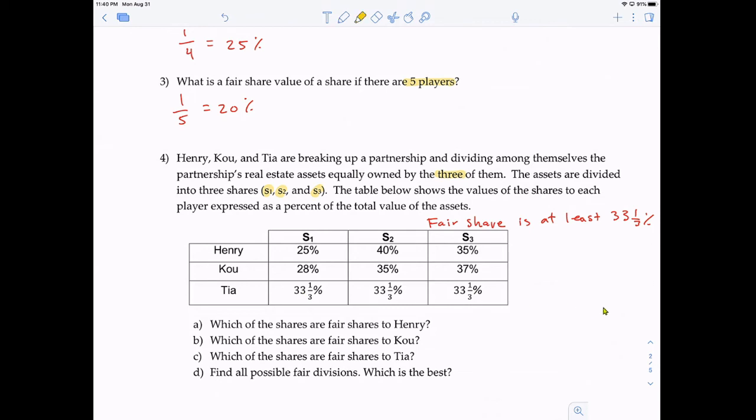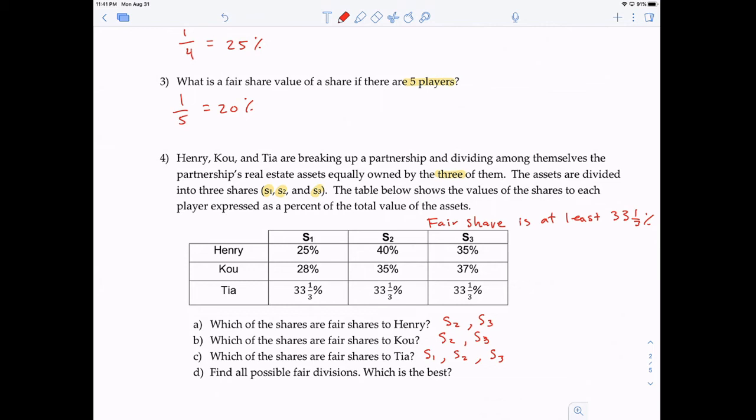So a question here says, which of the shares are fair shares to Hendry? Well, we kind of answered that already, right? So that's going to be S2 and S3. And B is, which of the shares are fair to Ku? We answered that as well. So that's going to be S2 and S3. And which of the shares are fair shares to Tia? So Tia views each of them equally. So any of the three shares would be fair shares to Tia.